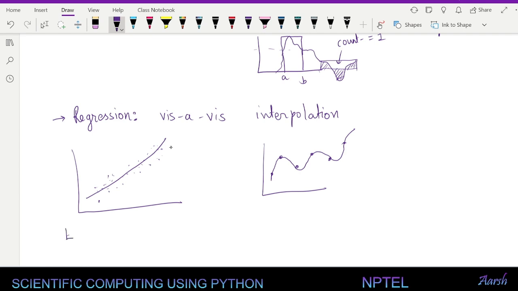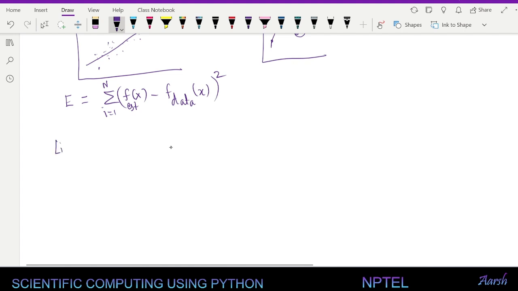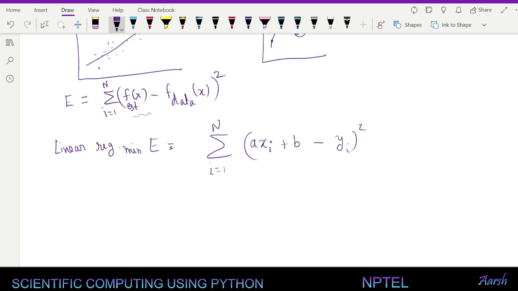And the most general way is to minimize the error using this: the estimated function minus the data function, so the data points given from 1 to n, and square. For example, if you are doing linear regression, then your estimated function will be ax plus b. So the error is the sum of (a x_i plus b minus the data points y_i), squared, from i equals 1 to n.